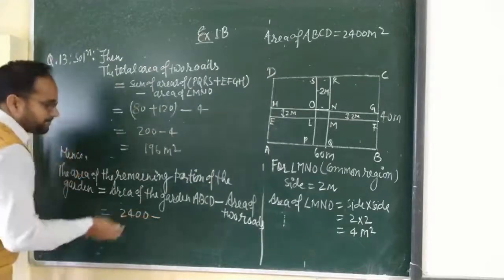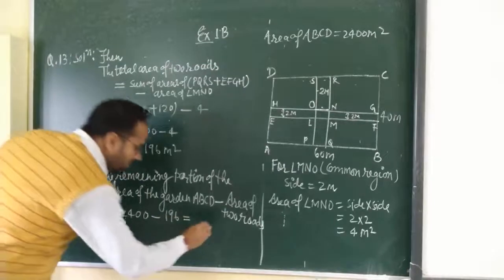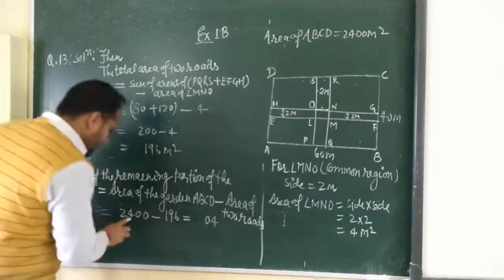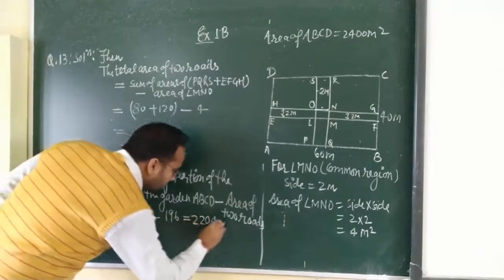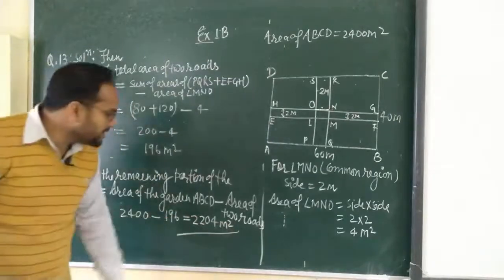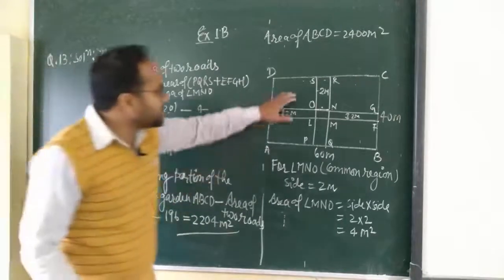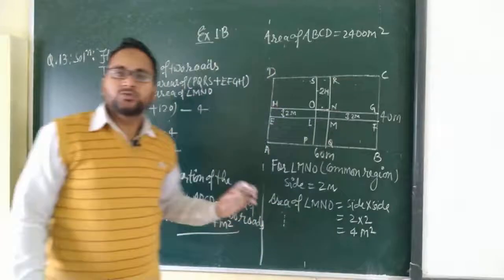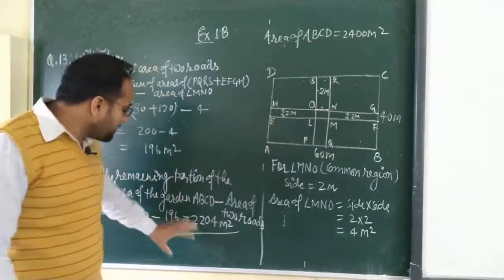is equal to 2400 minus 196. If we subtract, 4 from 10 we get 6, and so on, the result remaining is 2204 meter square. This is the area of the remaining portion. Okay, so 2204 meter square is the area of this remaining portion.